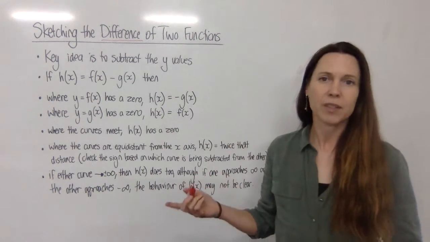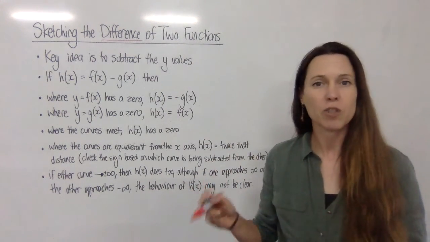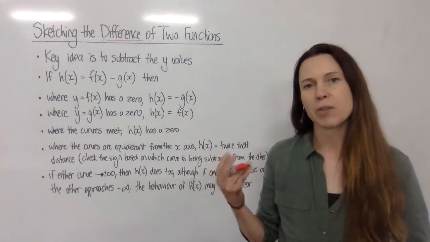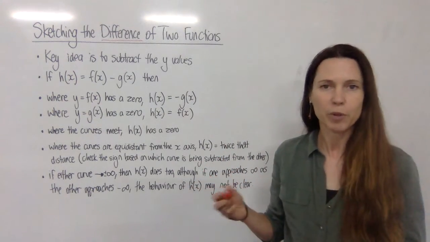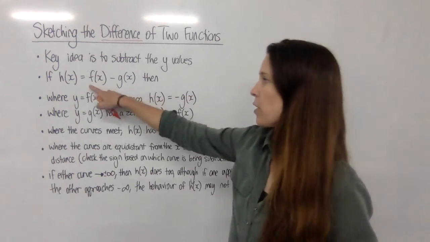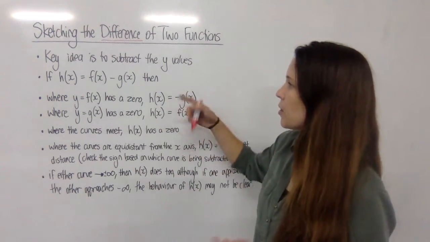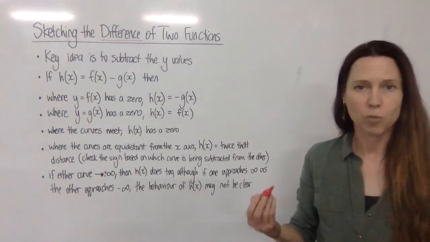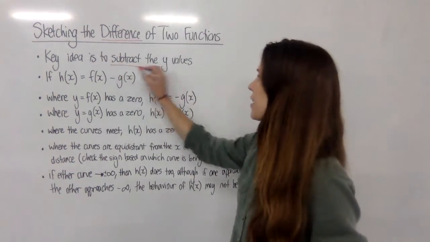If you don't have the equation of either function and you've just got a sketch, then you can use those same ideas that we've already seen when we were adding the functions together. But the key idea here is that if we're subtracting one graph from the other, then we need to subtract the y values. So that's the key idea.